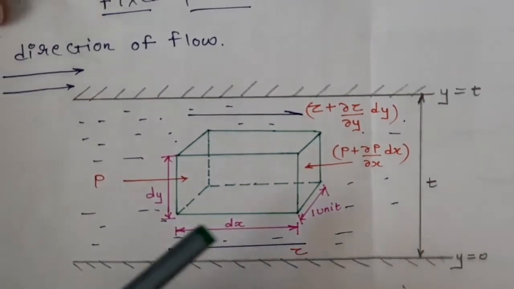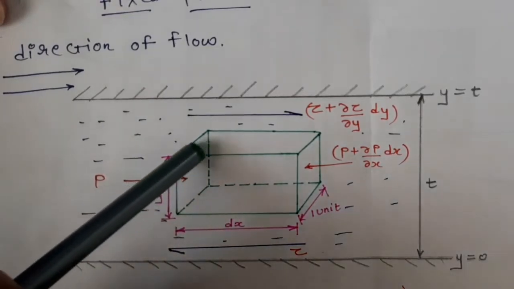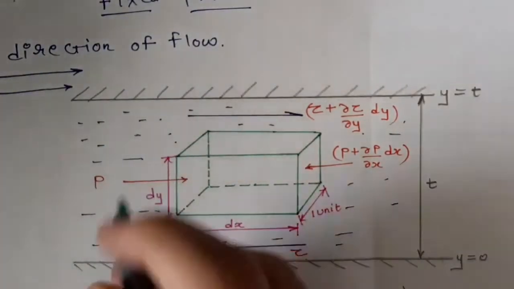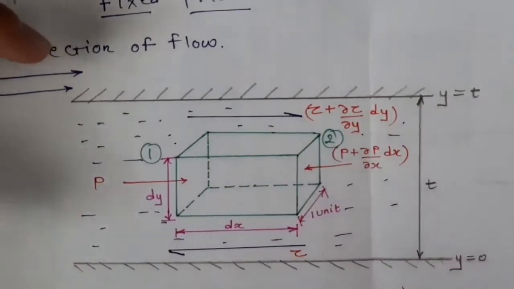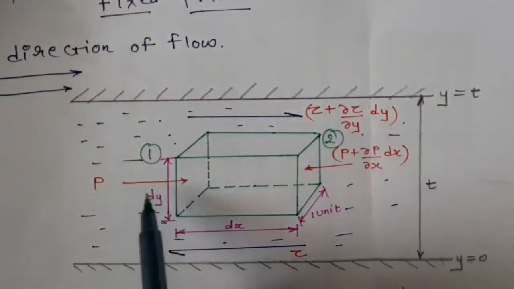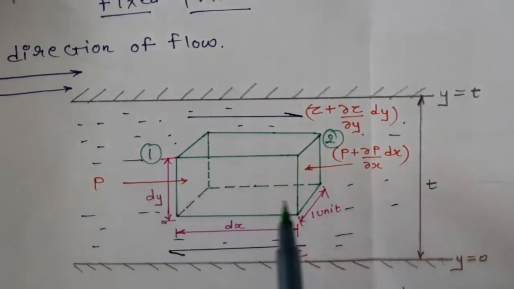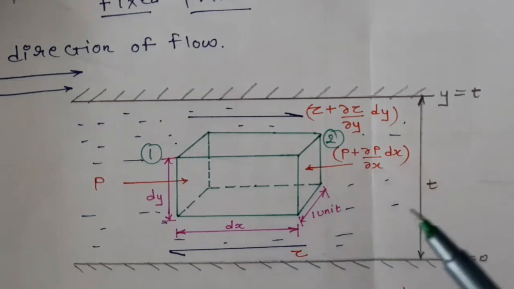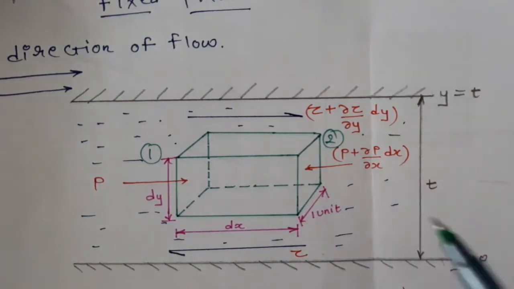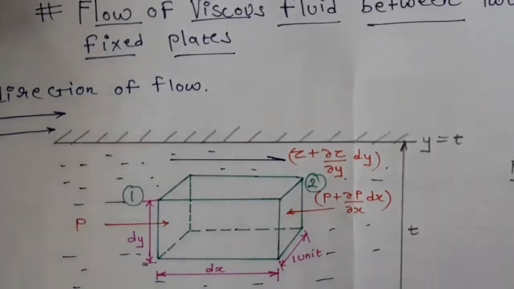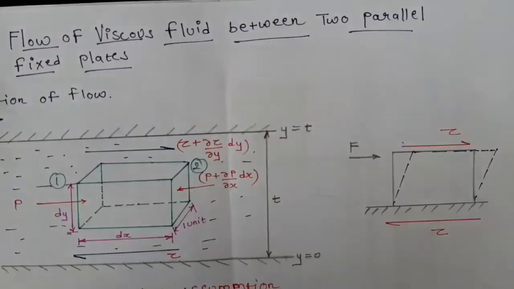This P is the pressure acting on surface 1. I will name this as surface 1 and this as surface 2. P is the pressure acting on surface 1, and by moving the distance dx the pressure will increase by some amount, and we will see how much the pressure is increased. This is the rectangular fluid element.